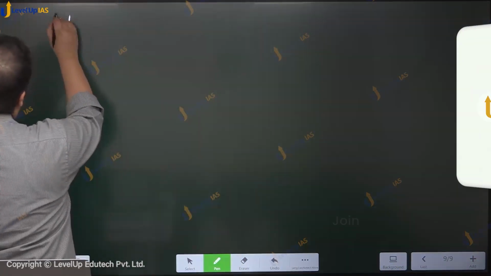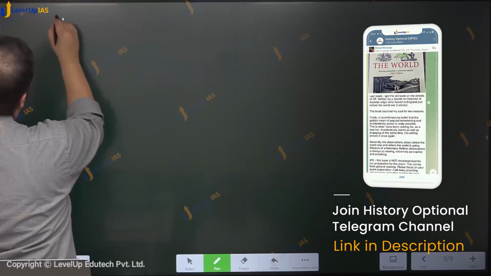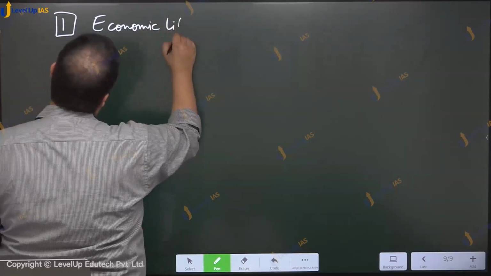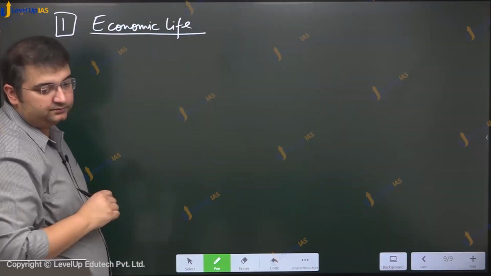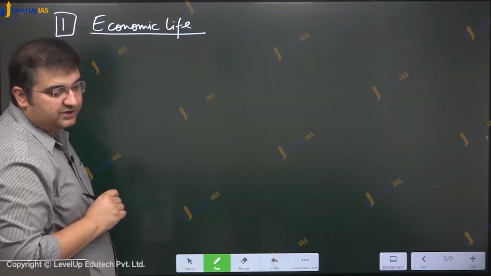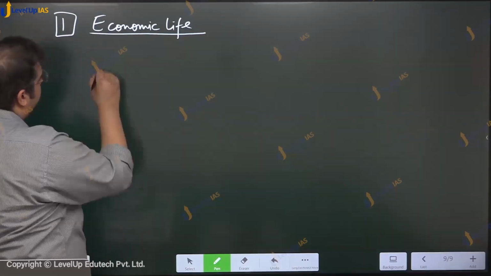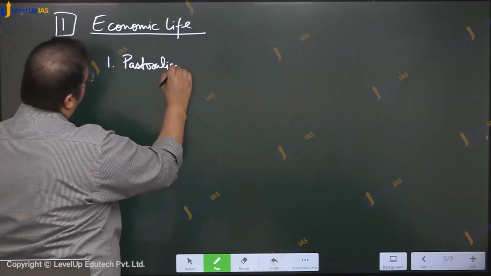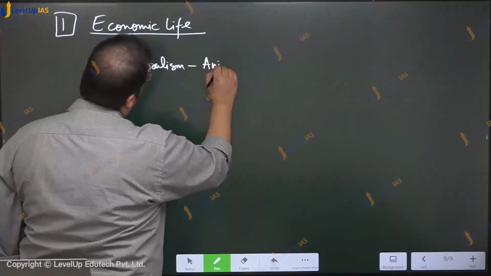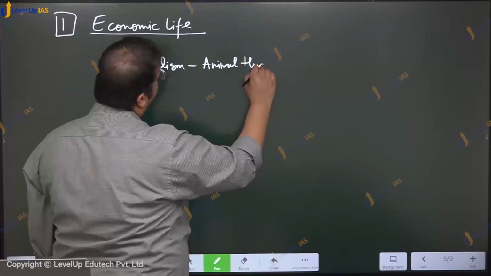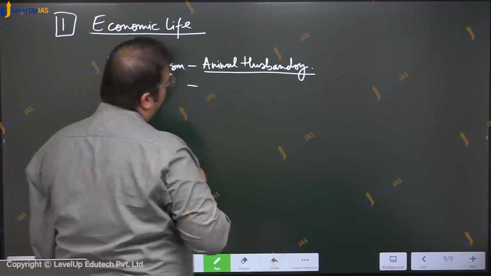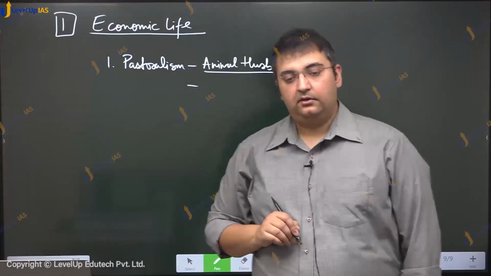सबसे पहला economic life of the Aryans. What was the chief occupation of early Vedic Aryans? Pastoralism or animal husbandry. Which animals did they domesticate? Primarily cattle.